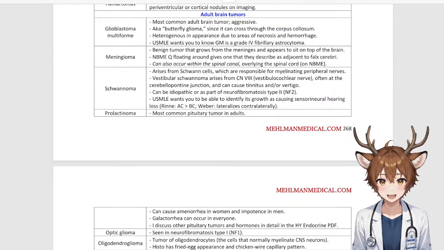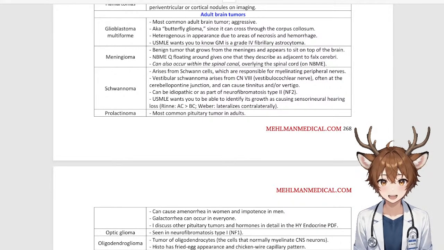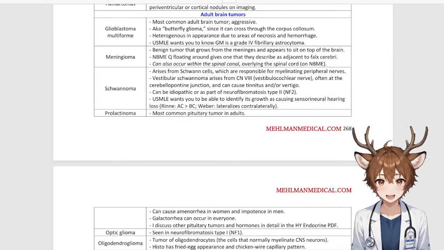Prolactinoma, most common pituitary tumor in adults. It can cause amenorrhea in women and impotence in men. Galactorrhea can occur in everyone.